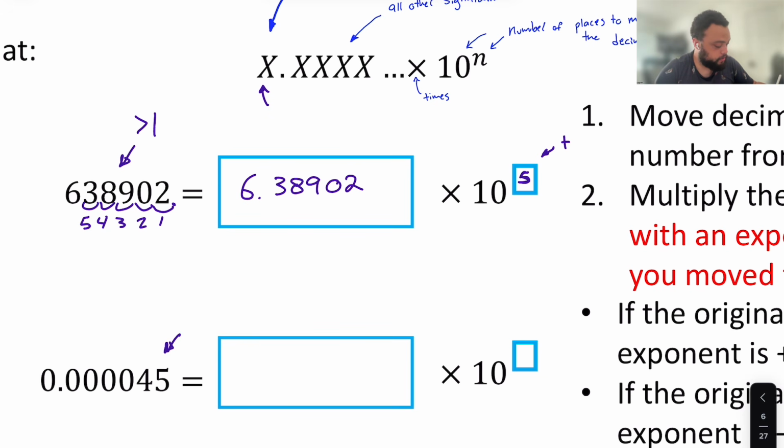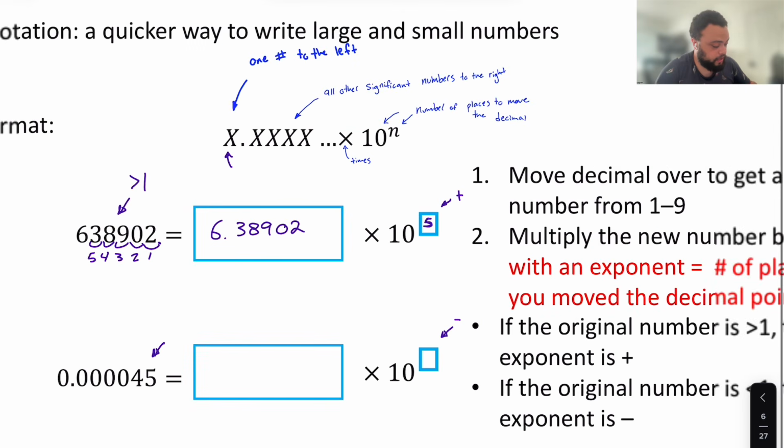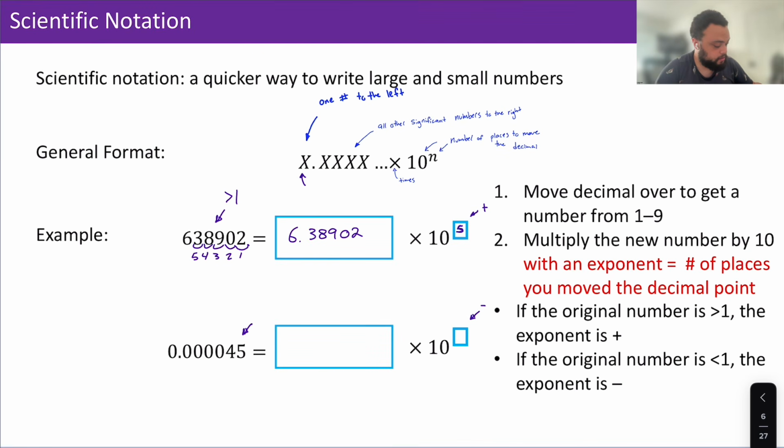If this number is less than 1, it is going to be way less than 1, then you are going to have a negative value up here. So I gave you a little hint. Go ahead and try this second example on your own. See if you can get it.